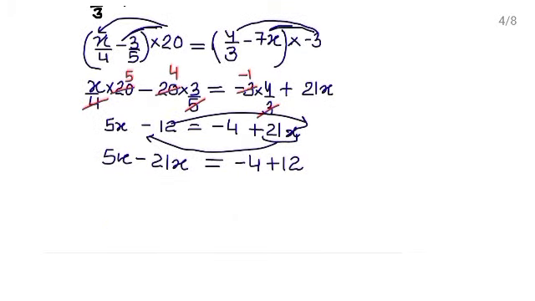Now 5x minus 21x both are of different sign, so these will be subtracted. 21 minus 5 is 16, variable x, and sign will be minus because greater numeral has minus sign equals to, these are of different signs, so these will be subtracted. Subtract them. 12 minus 4 is 8 and sign will be plus, right?